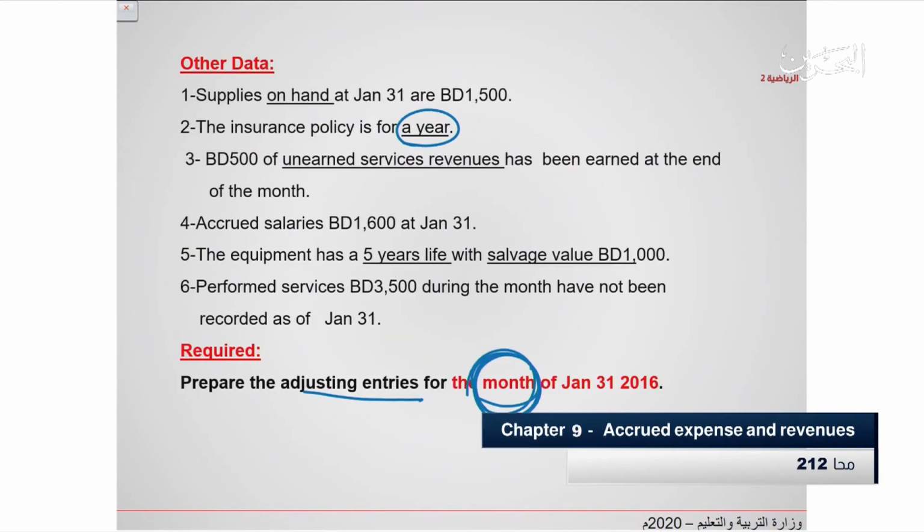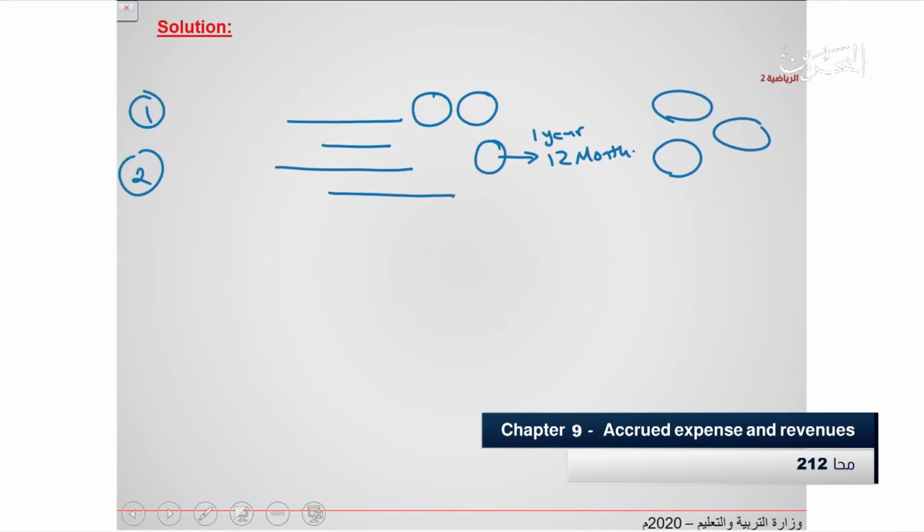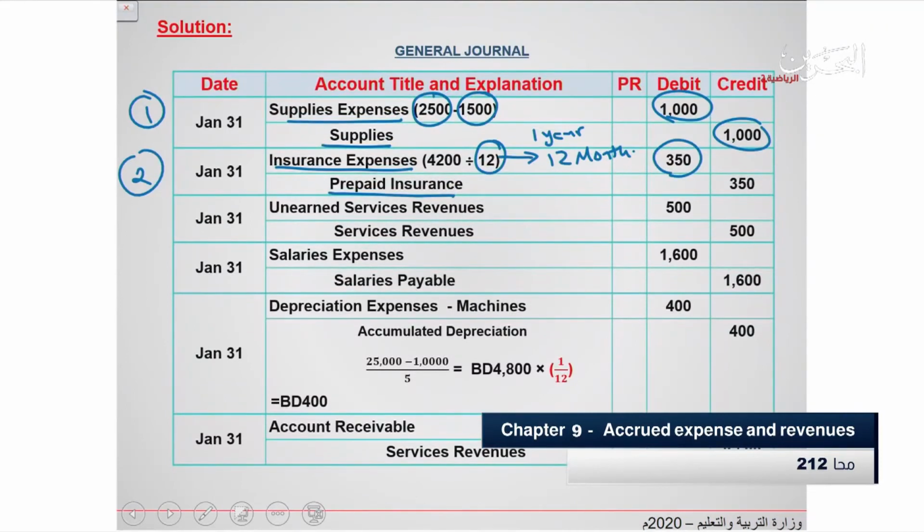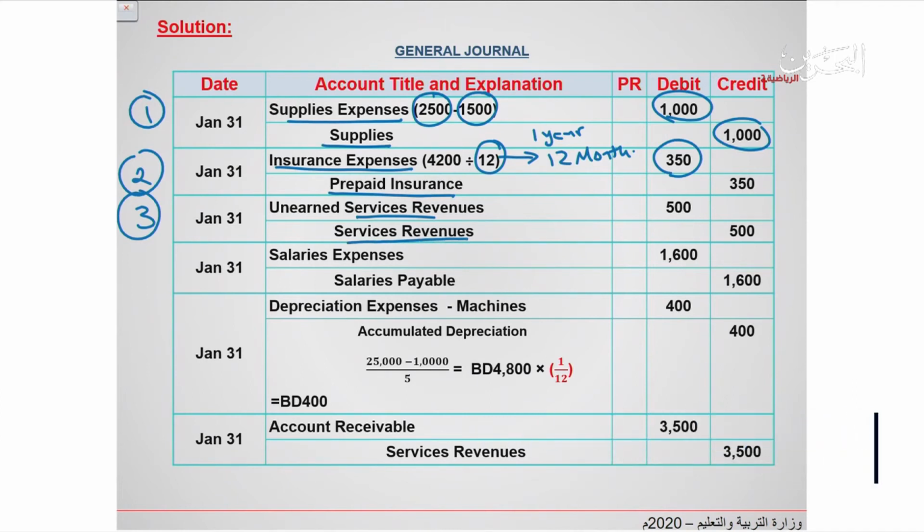Let's go to the third transaction. 500 of unearned service revenue has been earned at the end of the month. So for transaction 3, I will put unearned service revenue in debit side 500 and service revenue in credit side 500.